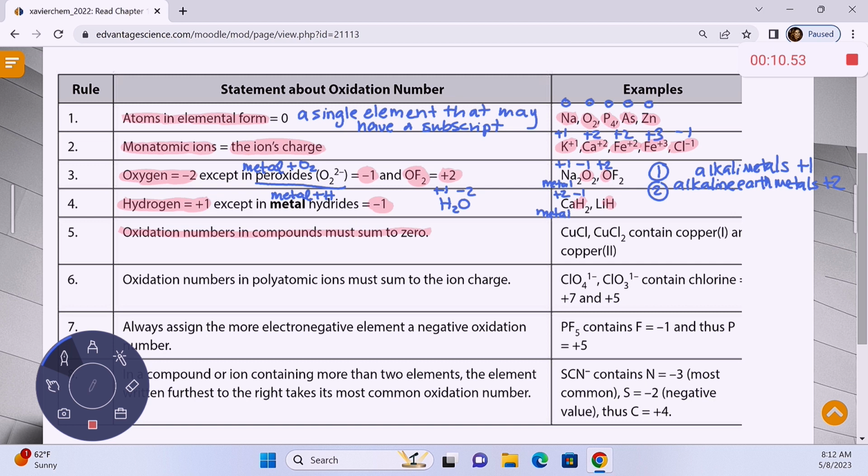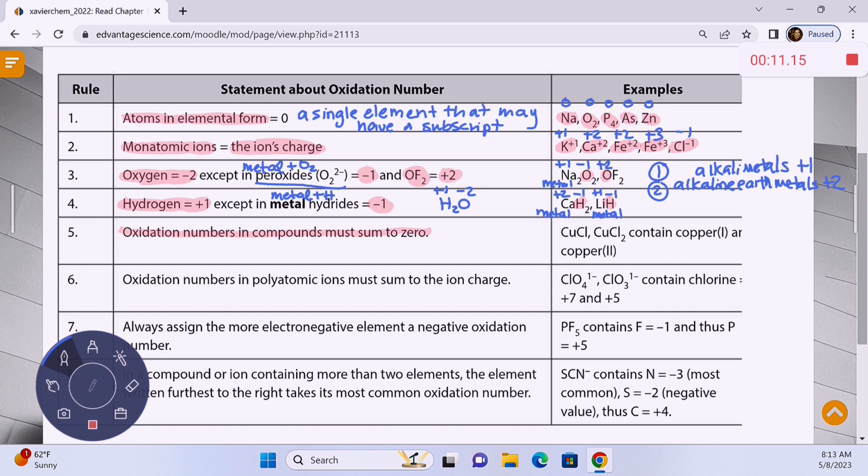Okay? For lithium hydride, lithium is also a metal. Is it an alkali metal or an alkaline earth metal? Alkali metal, so its oxidation number is +1, and hydrogen would be a -1 because it's with a metal. Okay? Okay. Let's take a look at the next example.